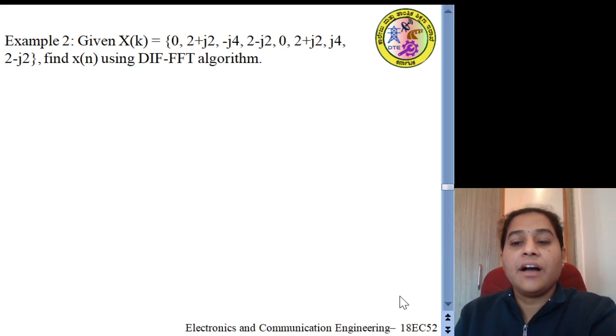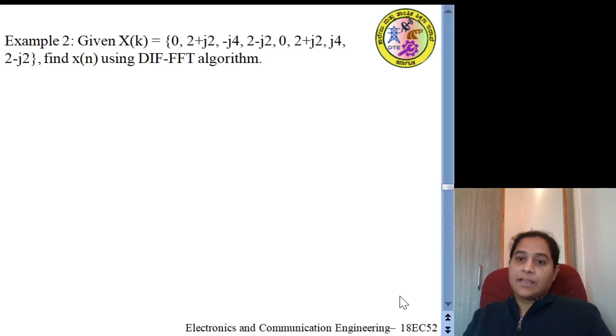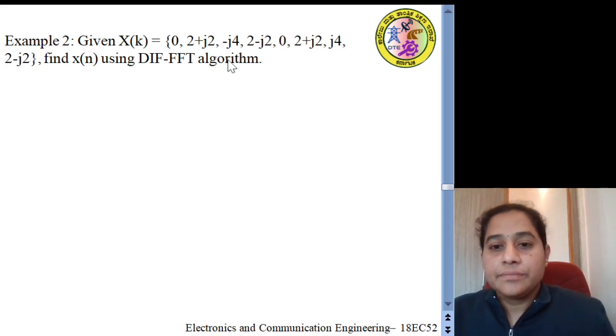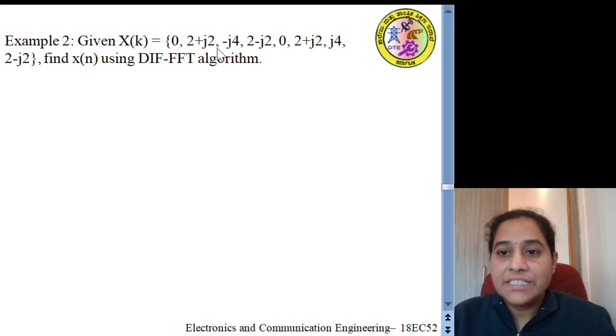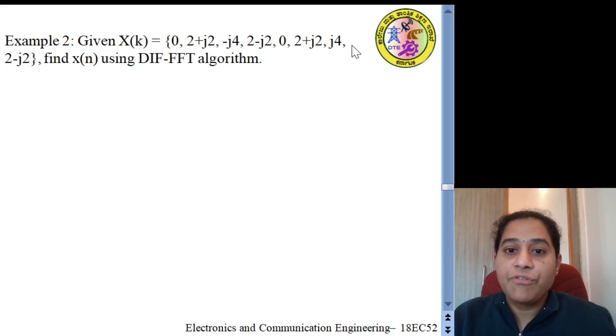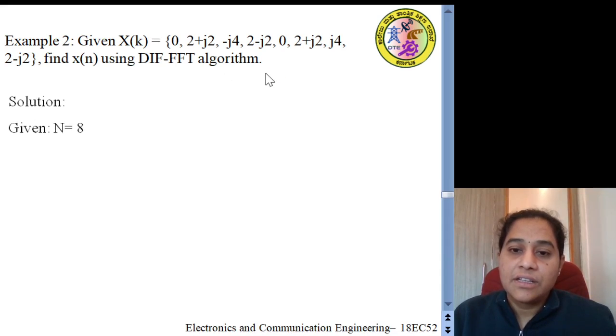So next, second, we can consider the example as, see here, given X of k is equal to 0, 2 plus j2, minus j4, 2 minus j2, 0, 2 plus j2, j4, 2 minus j2. Here we need to find the IDFT x of n using the DIF-FFT algorithm. So first let us solve this. So given the value of N is equal to 8.